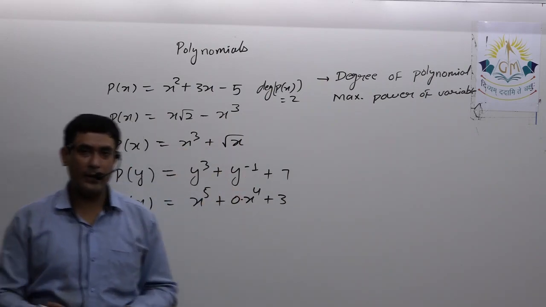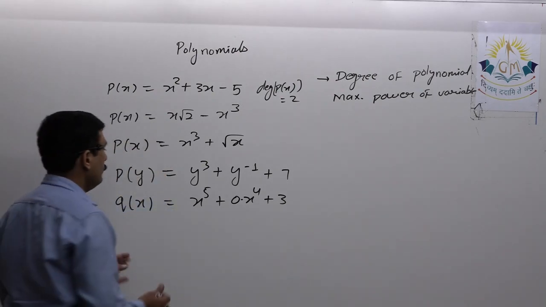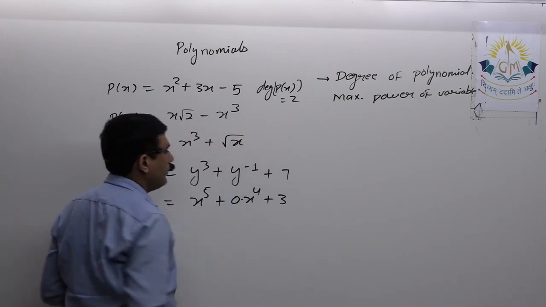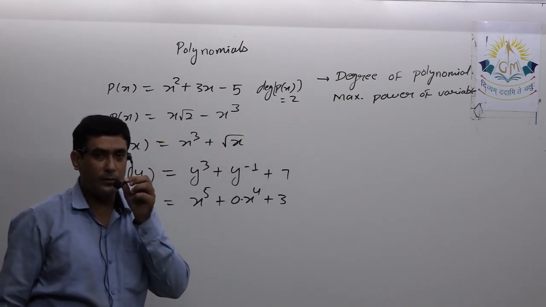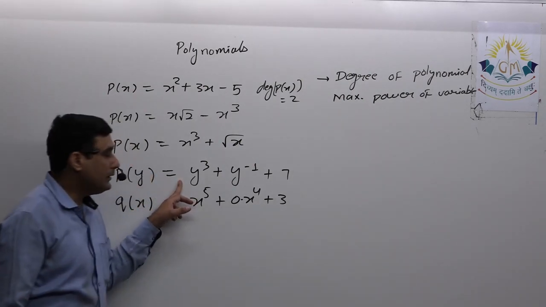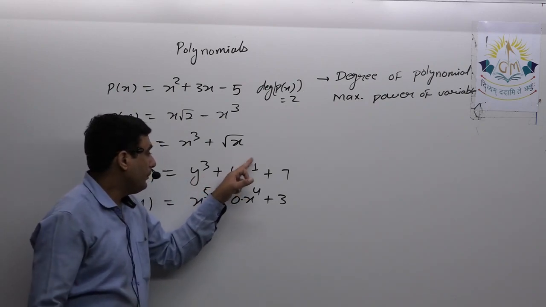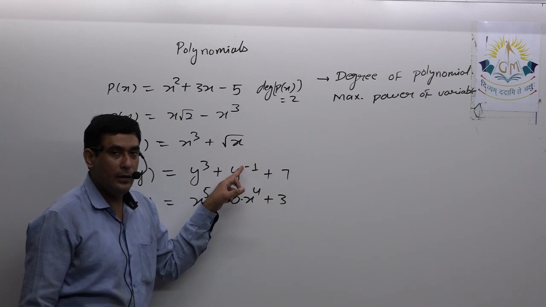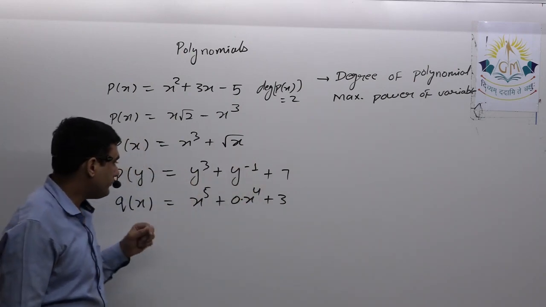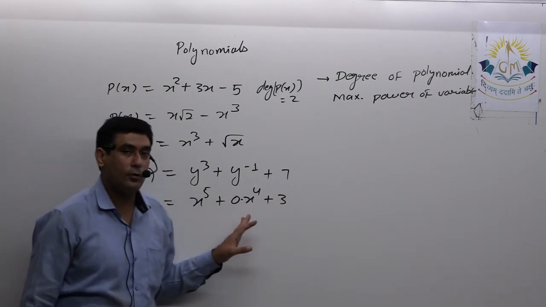If the algebraic expression is not a polynomial, we won't discuss its degree. This is not a polynomial because here the power of the variable is not a whole number. Root x means x raised to 1 by 2. Now over here again this expression is not a polynomial, because you can see the power of the variable is not a whole number. Yes, this is a polynomial. Now what is the degree of the polynomial over here?